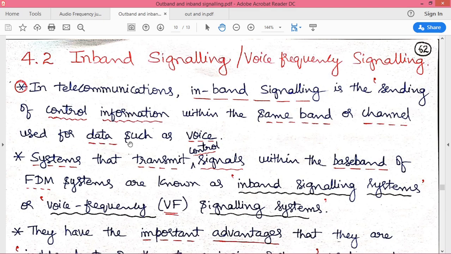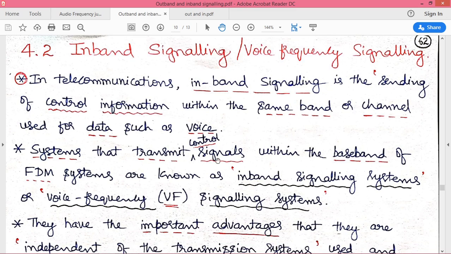In telecommunications, in-band signaling is about sending control information or control signal within the same band or channel used for data such as voice. So whatever the channel we are using, from 300 Hz to 3.4 kHz for the speech band, within that same band we are able to send our control information or control signal with a particular frequency. That is what in-band signaling is about. Whatever the channel we are using to send voice, in the same channel we are inserting this control information.